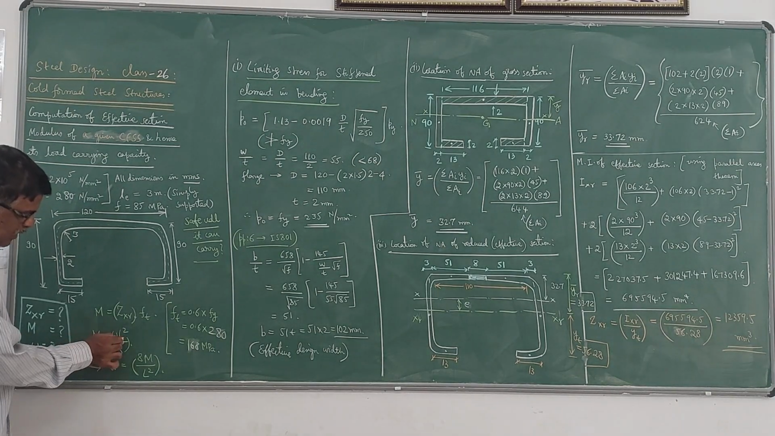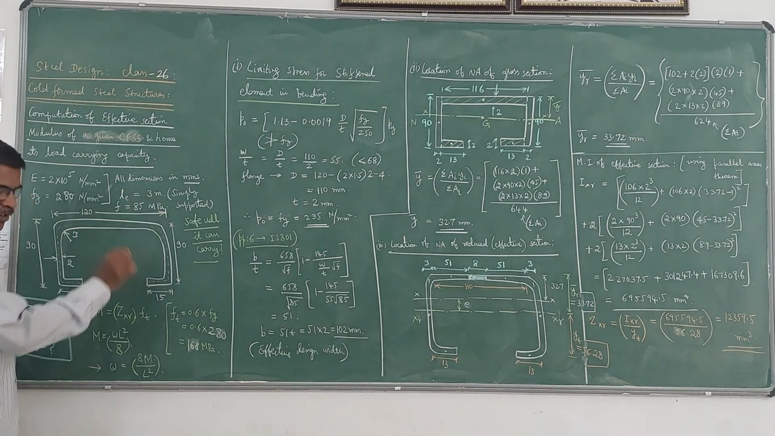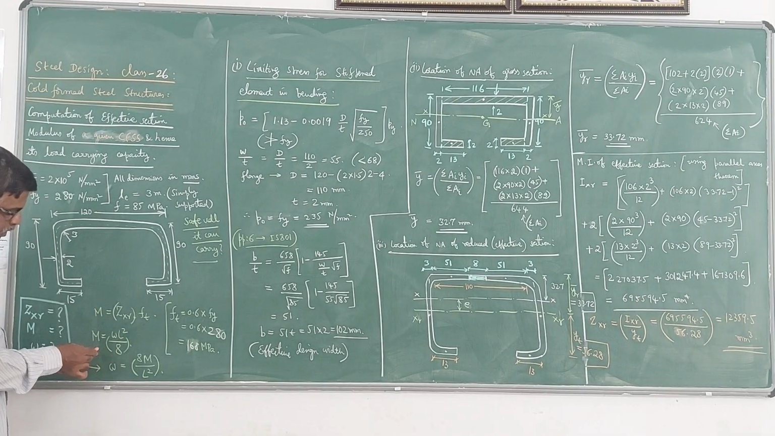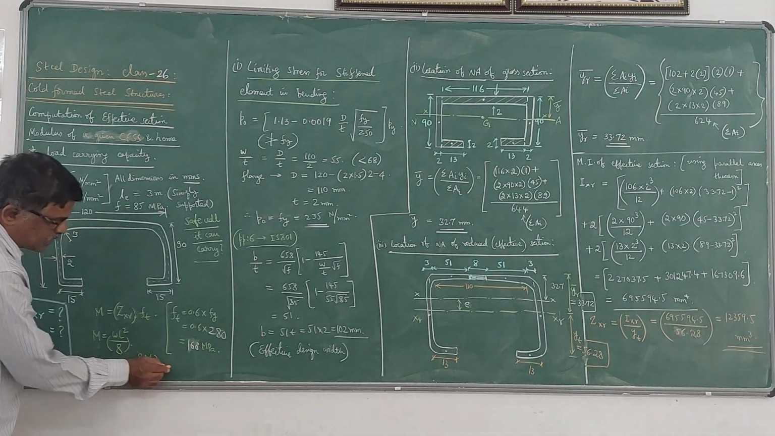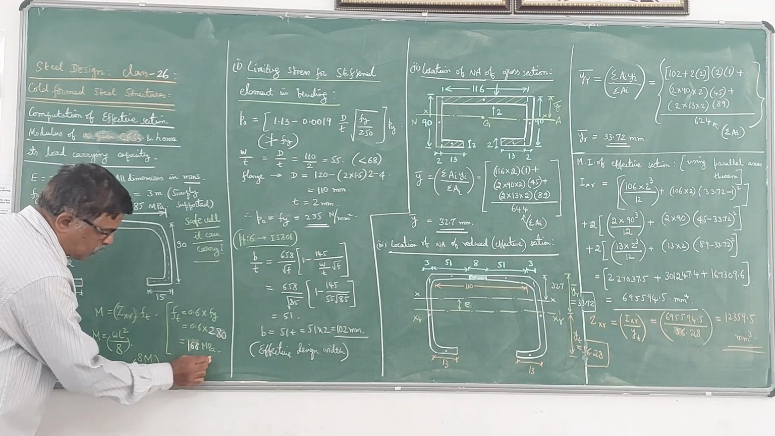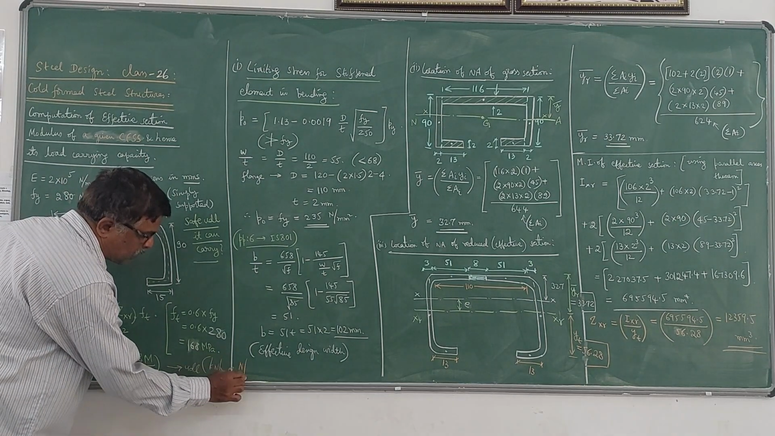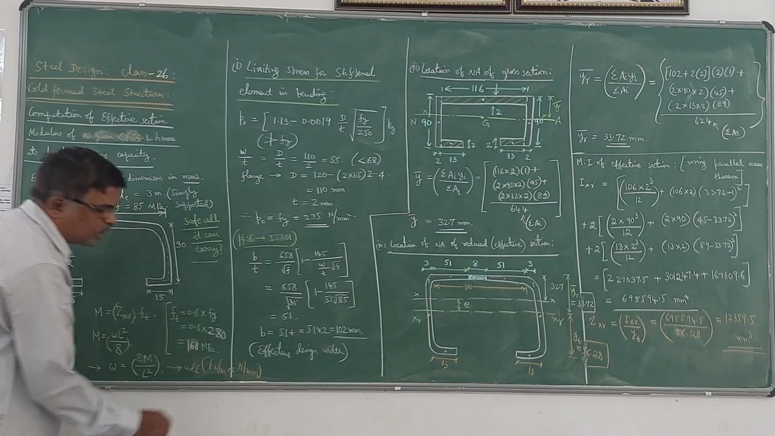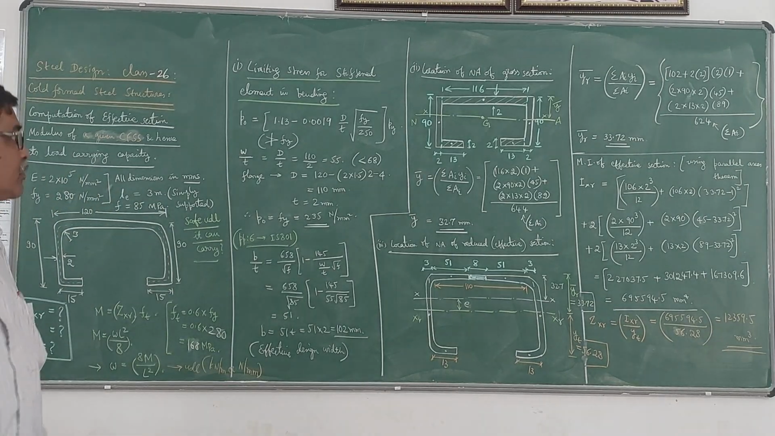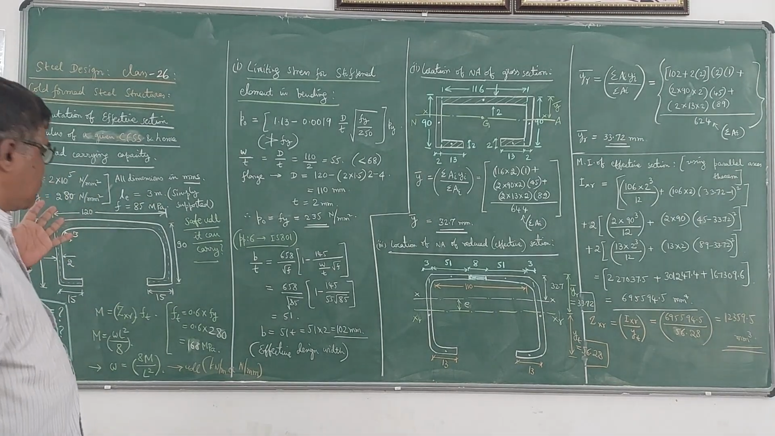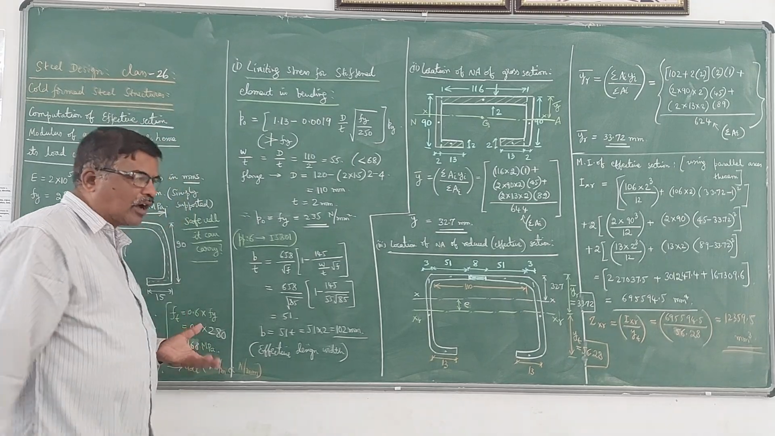So M is known, L is known. L is 3 meters, that is 3000 mm, the span of the beam. You can calculate the W, which is the UDL. This W you are going to get in kilonewton per meter, which is the same as Newton per mm. So kilonewton per meter and Newton per millimeter are the same. Now first we need to calculate Zxr.